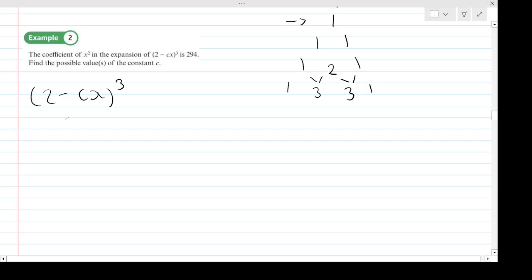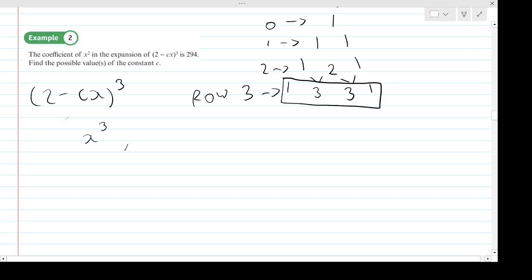Now that would be row 0. That'd be row 1. That'd be row 2. Now this will be row 3. And that's what we want, because we have a cubed here, a power. So this is the row we want. So that'll tell us our coefficients. Now, usually we start with the highest power first, which would be x cubed, because the power is 3, so there we are. So then after x cubed would be x squared. So again, we knock off a power of 1 each time as we go along term by term.